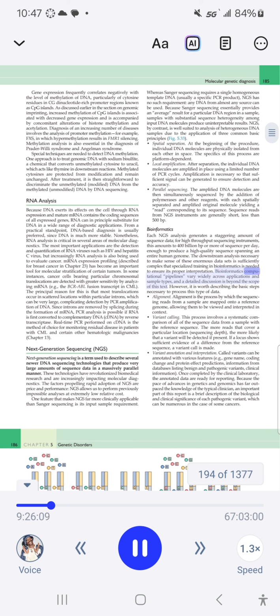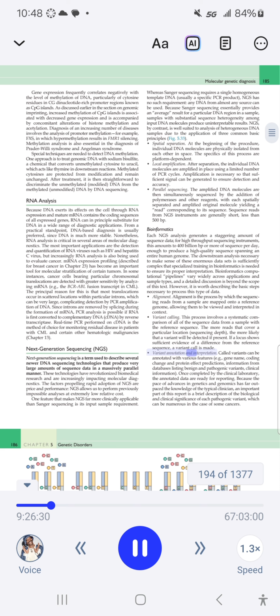Bioinformatics computational pipelines vary widely across applications and sample types, and a detailed discussion is beyond the scope of this text. However, it is worth describing the basic steps necessary to process this type of data. Alignment is the process by which the sequencing reads from a sample are mapped onto a reference genome, allowing them to be viewed and interpreted in context. Variant calling involves a systematic comparison of all of the sequence data from a sample with the reference sequence. The more reads that cover a particular location, the sequencing depth, the more likely that a variant will be detected if present. If a locus shows sufficient evidence of a difference from the reference sequence, a variant call is made.